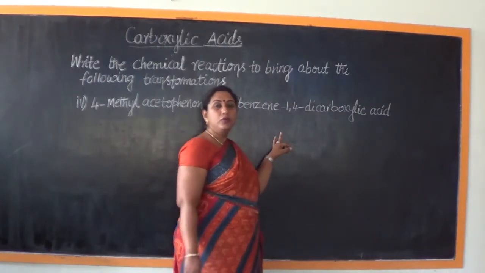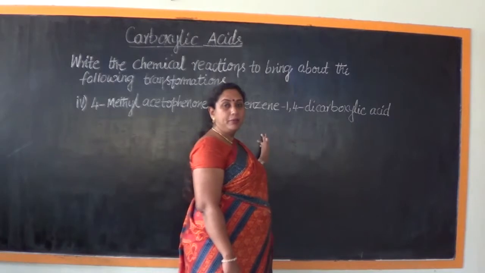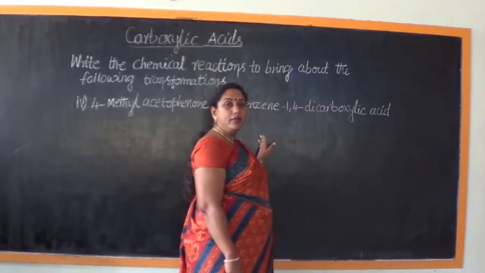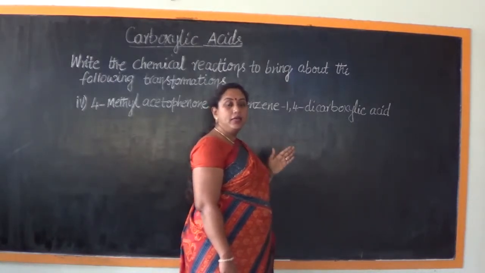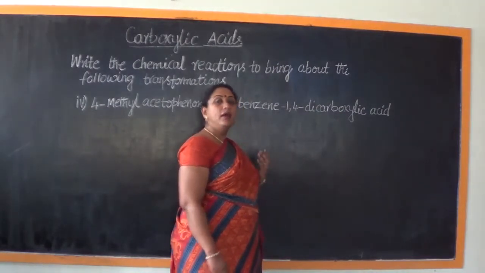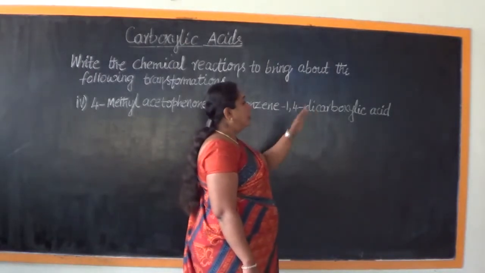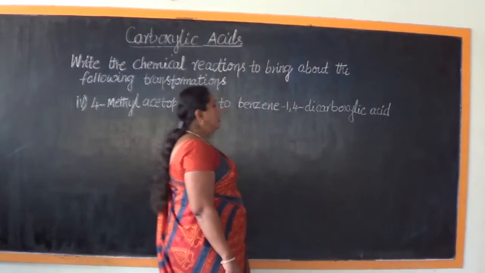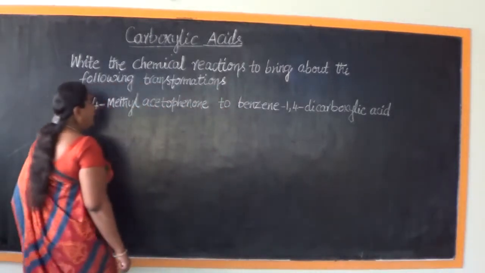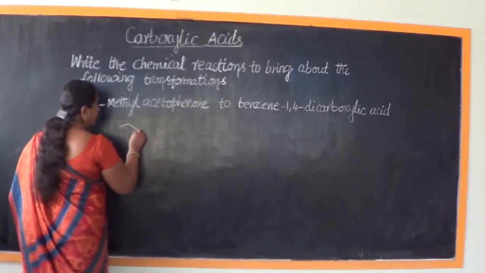If you have gone through the video on nomenclature done by me previously, you will understand that phthalic acid is benzene 1,2 dicarboxylic acid and terephthalic acid is benzene 1,4 dicarboxylic acid. Now let us see how we can bring about this process. First let us write the structure.